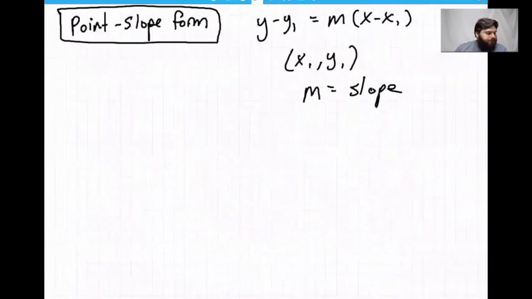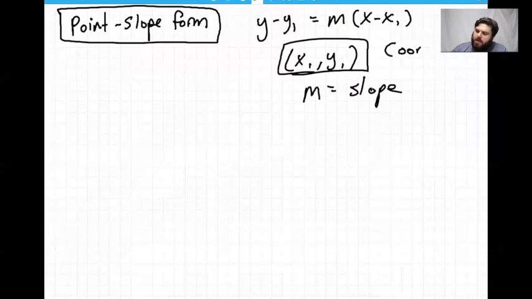M is the slope. All right. Don't forget x1, y1. That is a coordinate or a point that is on the line. This is a coordinate or a point on the line. It has to be on the line.